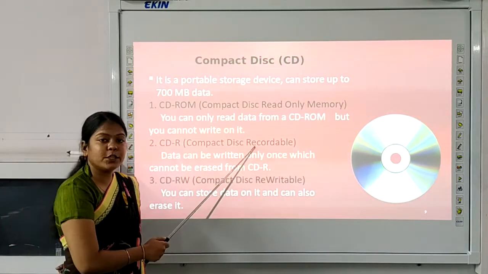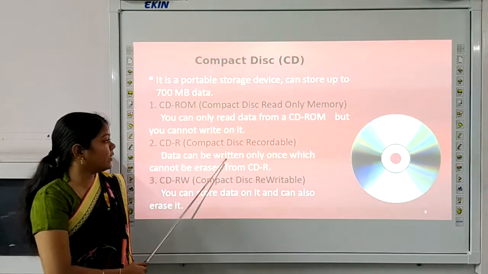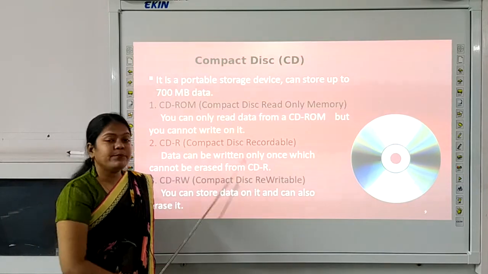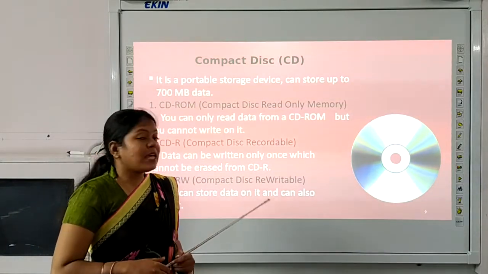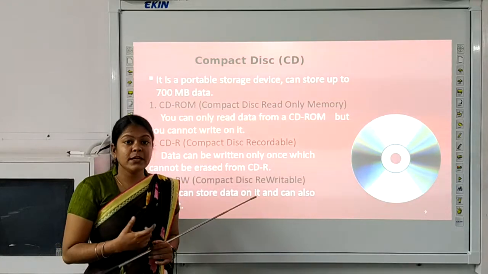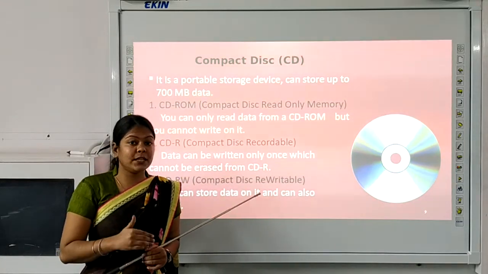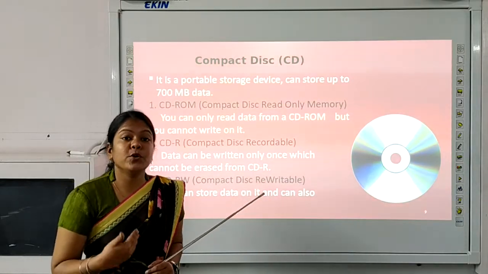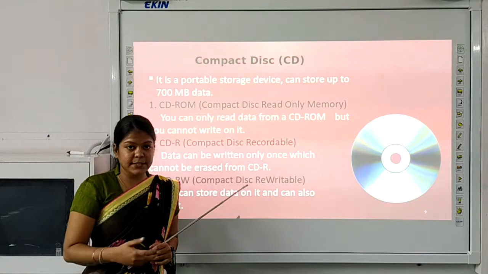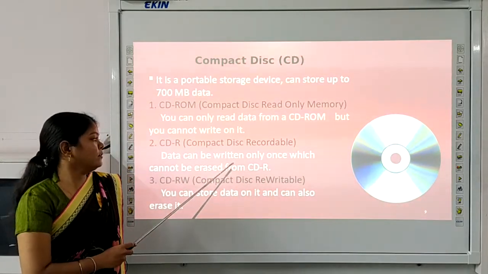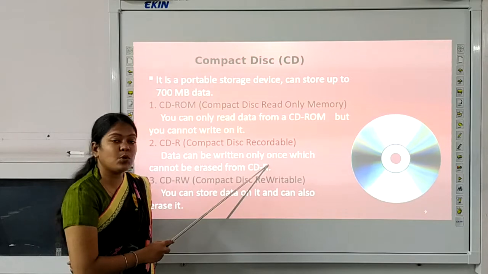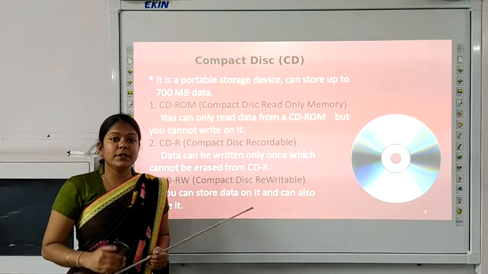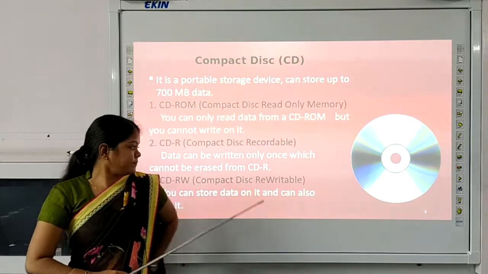Next type of CD is CDR, which stands for compact disc recordable. Here R stands for recordable. Data can be written only once, which cannot be erased from CDR. Okay, an example of CDR is music CDs. Theek hai, music CDs mein kya hota hai? We have music, we can listen to the music, but we cannot store a new music file on that CD. Okay, so data can be written only once. So aapke paas jo market mein jo music CD hoti hai, usme sirf data ek bar store hota hai. We cannot store the data again.